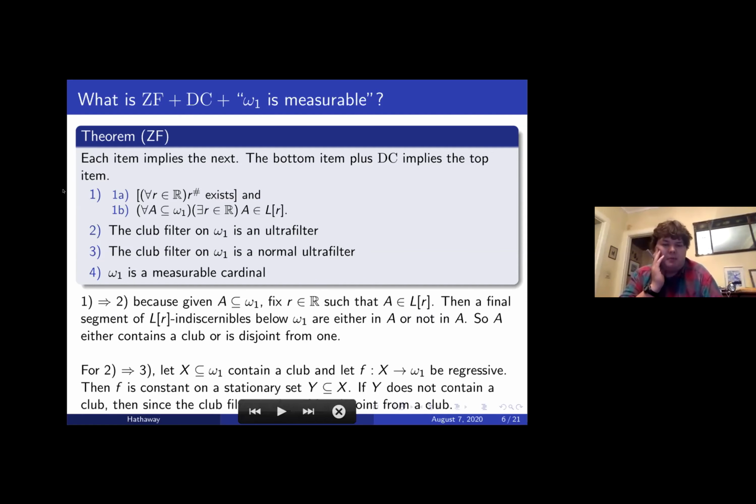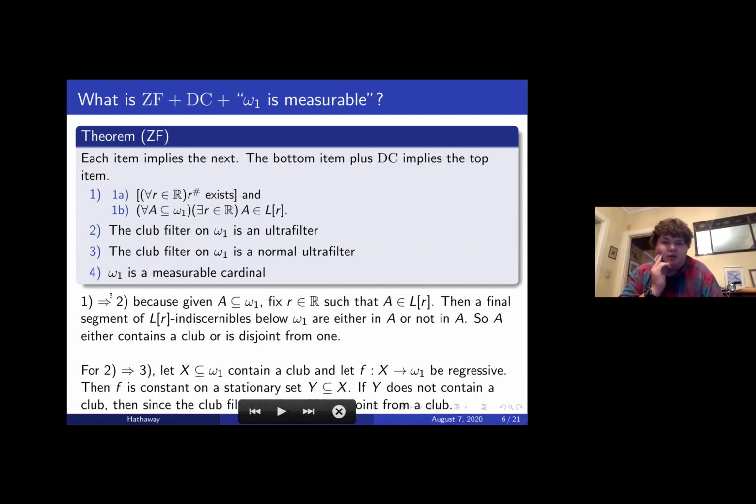If we go through this, 1 implies 2, 2 implies 3, 3 implies 4. Those are all easy implications. The only non-trivial one is 4 plus DC implies number 1. So let me go through this theorem, and we can talk about it if necessary.